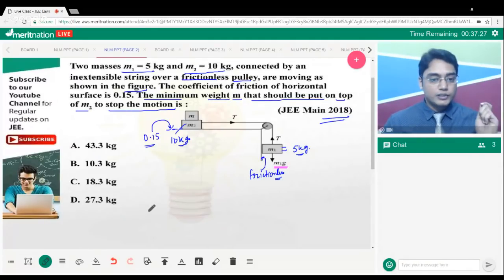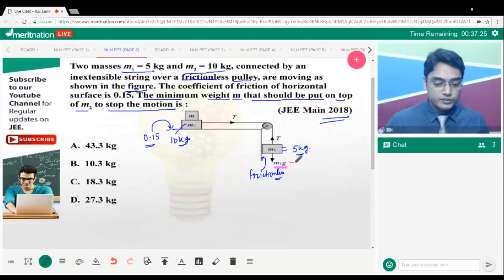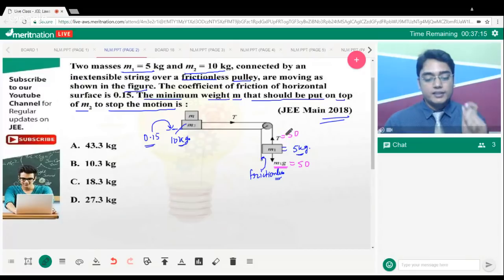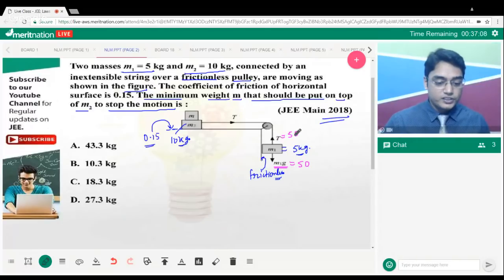So let's suppose the value of g is 10, so it is 50. Since this whole system is in equilibrium, we can say that tension must be equal to 50. Only then will this block be at rest. Clear now? Next, if T is 50, then here also this T will be 50, because it is the same string and a massless string, so T is 50.